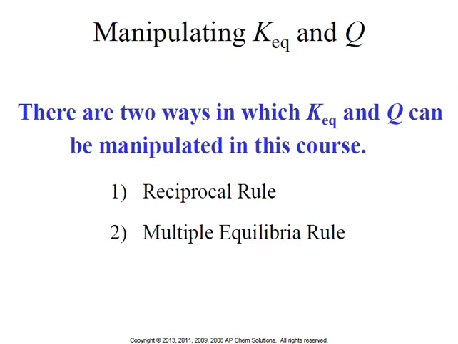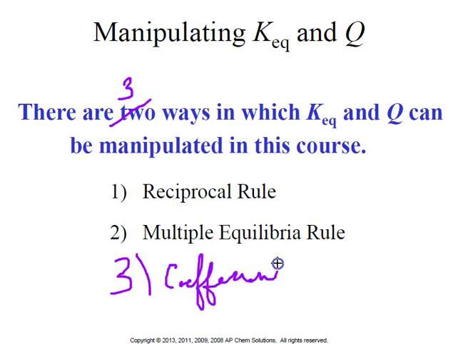All right, so what can we do to change the K value? Remember, the temperature will change the K value, but we can also manipulate the equation, and that will change the K value as well. So there are 3 ways in which K and Q can be manipulated. One is called the reciprocal rule, the second is the multi-equilibrium, and the third one is the coefficient. And that's the one that's not covered here, so I'll hit on that one at the end.